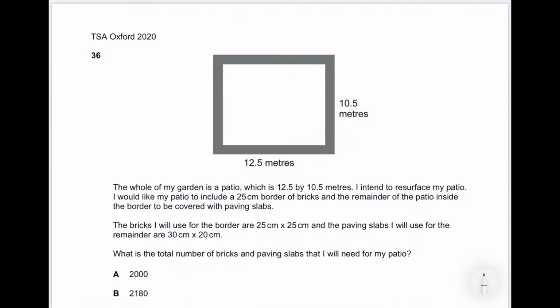Okay, this is TSA Oxford 2020, question 36. This already looks familiar, and I think it's made at least 2 appearances on past papers in various different formats. I think there was one with somebody trying to pave a yard, and there was another one where someone was trying to, I think, frame a painting or something. But there's a lot of these where the question is 2 parts, right?